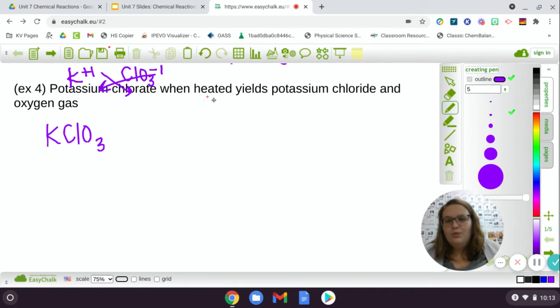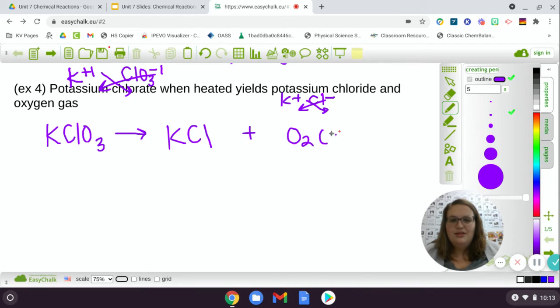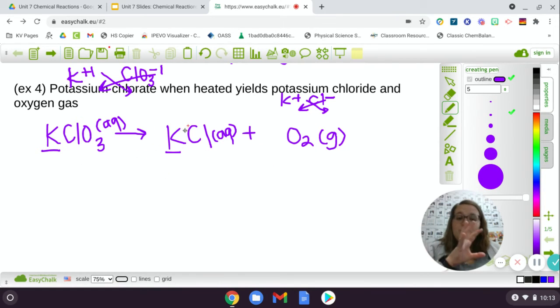KClO3. When heated, yields potassium chloride, K+, Cl-, KCl, and oxygen gas. Well, it already told me oxygen is going to be a gas. That's a diatomic. So these are both group 1 metals. That means these are both going to be aqueous then. So when this decomposes, you're going to end up with this soluble solution and then some gas that we're going to lose in an experiment.